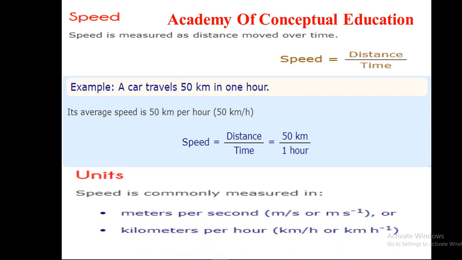Now note down one thing, that the unit of speed is meter per second or kilometer per hour. Last class में we discussed the unit in miles per hour. वो भी हो सकता है, but usually we use these two units, meters per second or kilometer per hour.